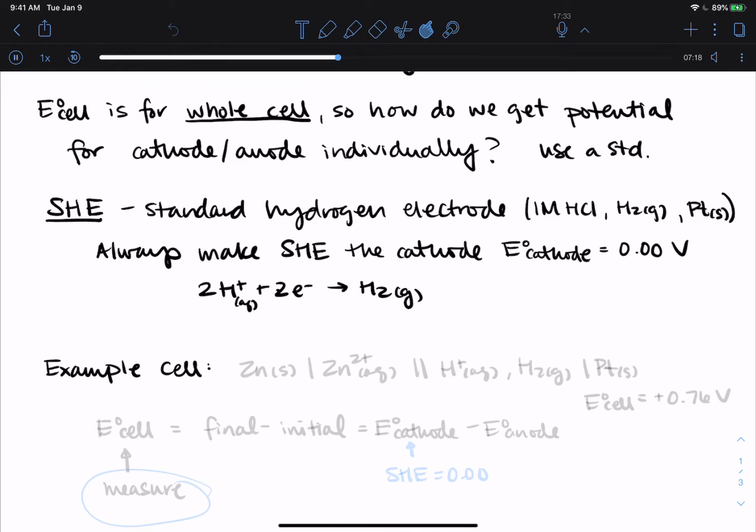So let's look at calculating this for an example cell. What I want to set up for the example is our zinc half cell, so zinc solid and zinc 2 plus aqueous, with the standard hydrogen electrode: H plus aqueous, H2 gas, and solid platinum. When we set this up, we measure, under standard conditions, a cell potential of plus 0.76 volts.